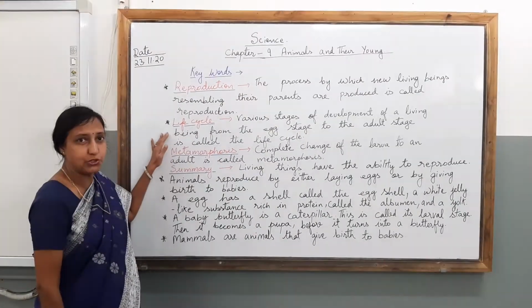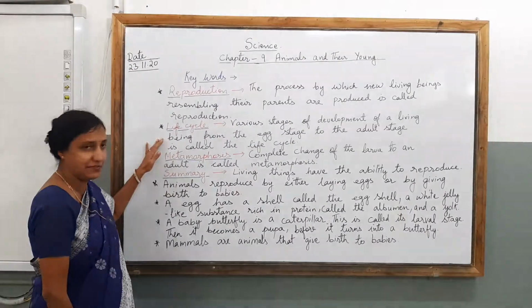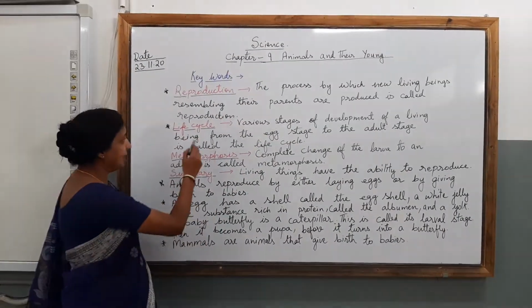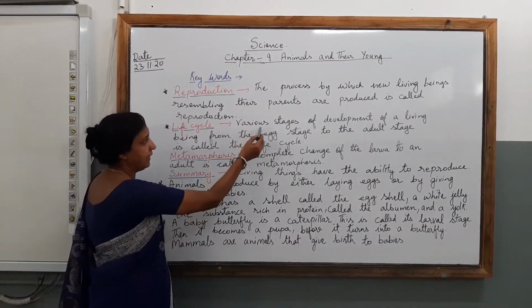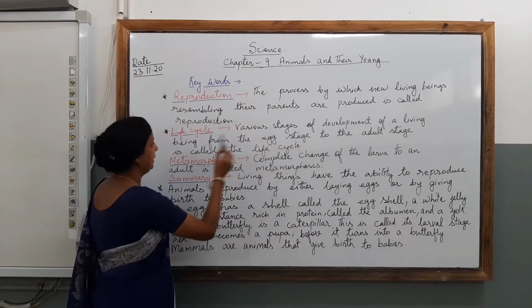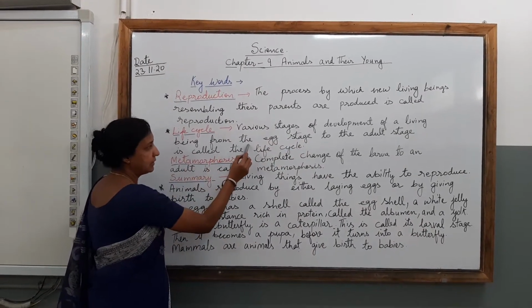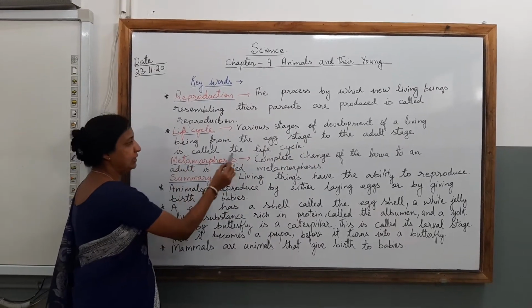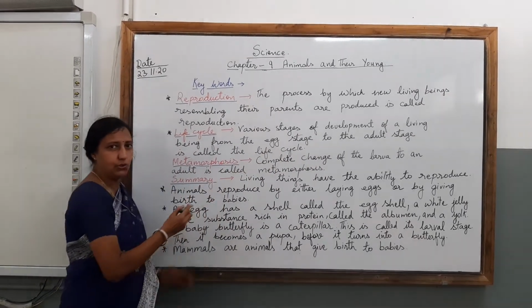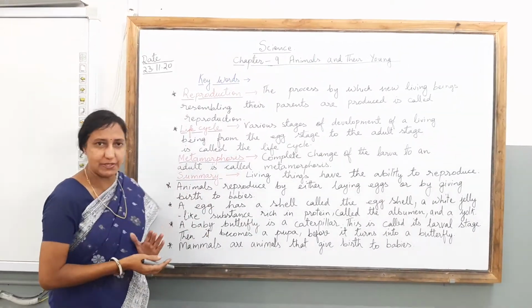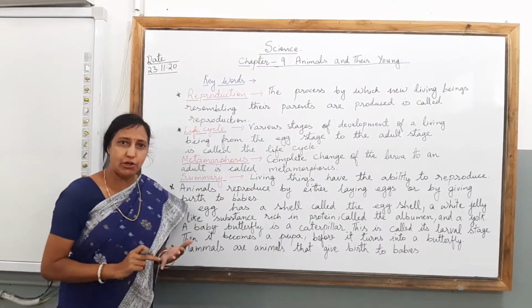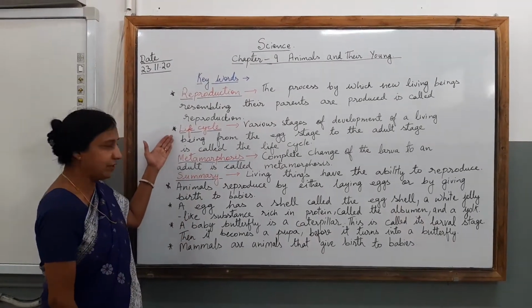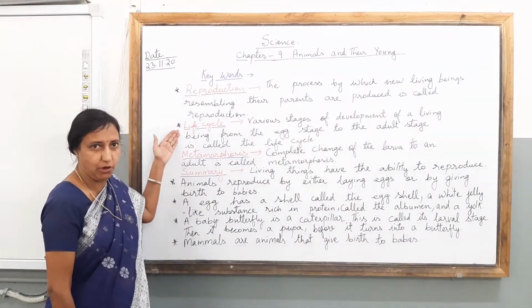Moving on to the next, which you learned in this lesson, is life cycle. So let us know what is the life cycle, children. Life cycle is the various stages of development of a living being. From the egg stage to the adult stage is called the life cycle. So you have learned the various kinds of life cycle in this lesson: the life cycle of a frog, the life cycle of a butterfly. So you have understood what a life cycle is all about.